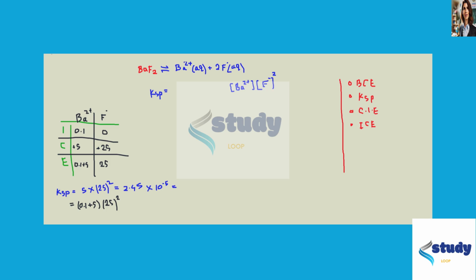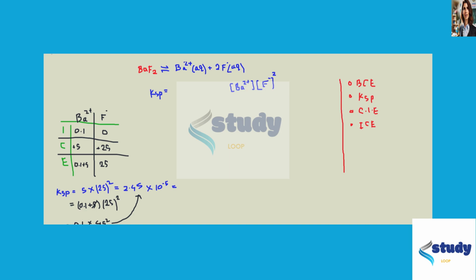Now from this dissociation constant, we can see that the dissociation is very small. A very little amount of barium fluoride is dissociating. So we can take an approximation that this S will be negligible with respect to 0.1. So we are going to neglect this S. Our equation will then be 0.1 times 4 S squared, and this will be equal to the Ksp value.